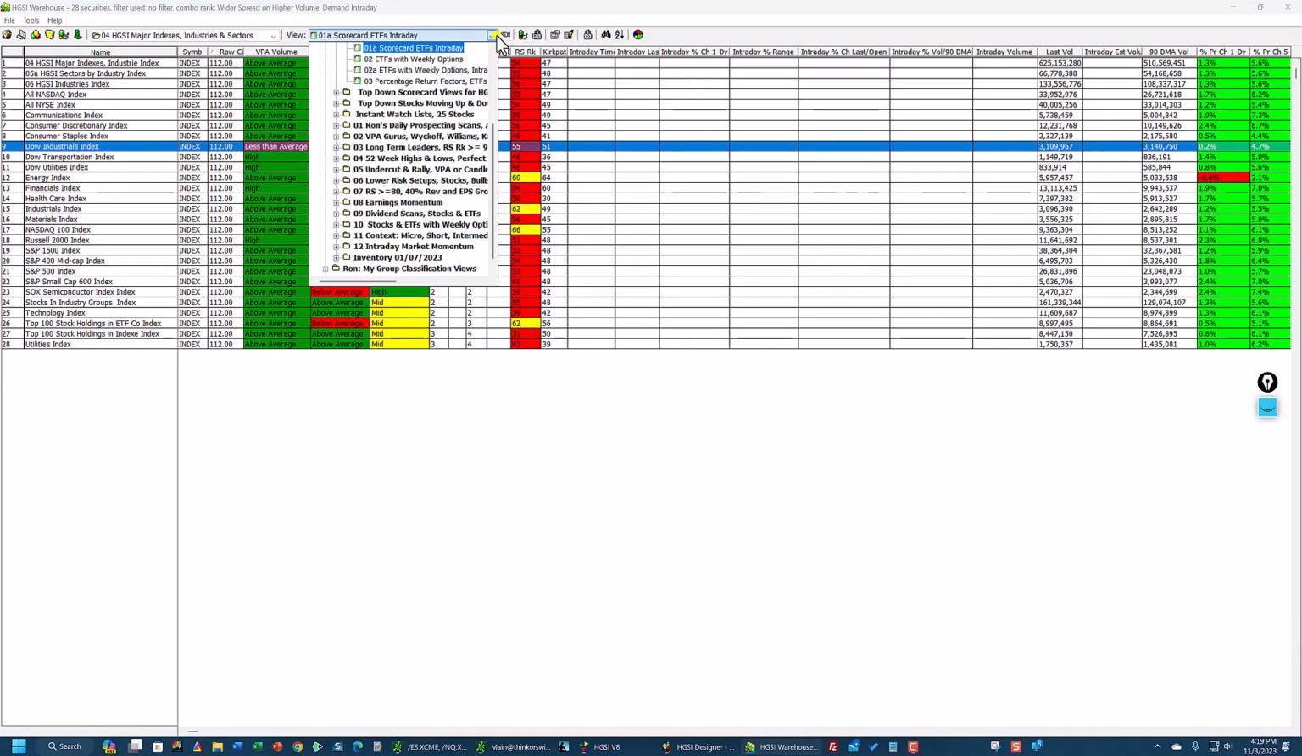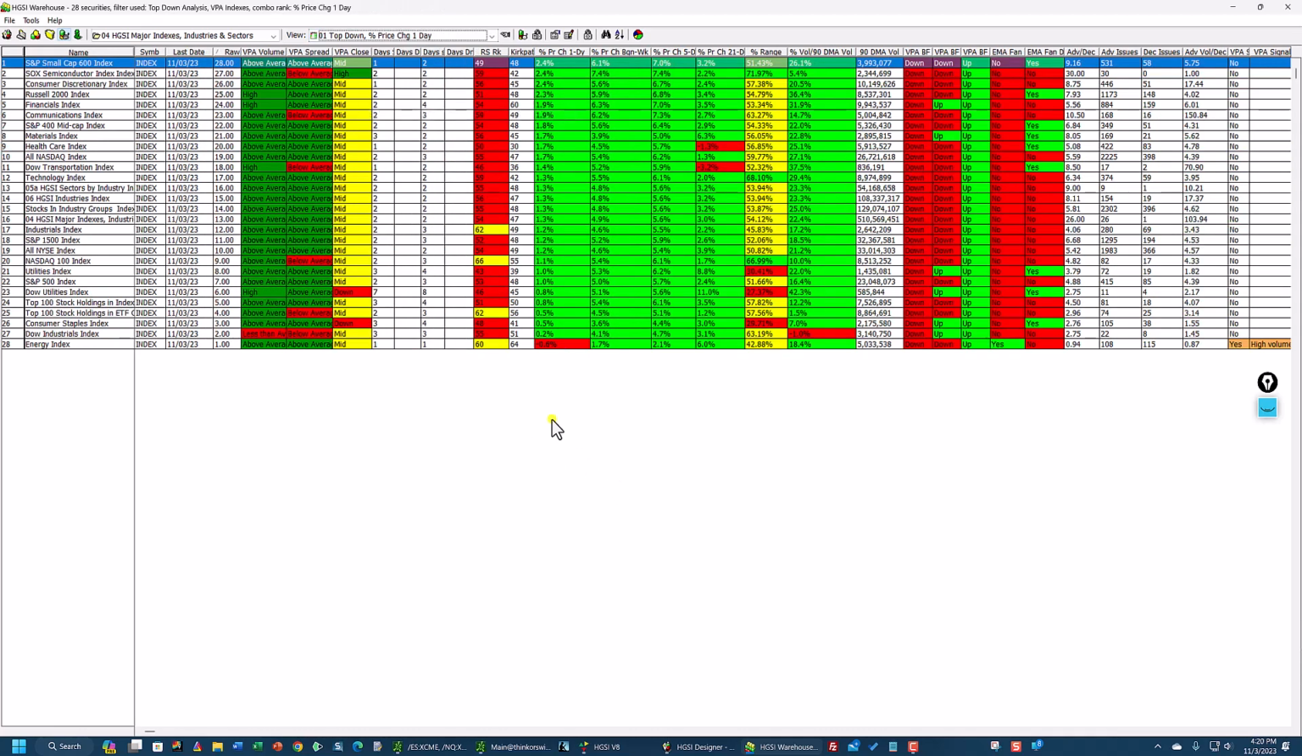Now I'm going to go into top-down scorecard views for HGSI index analysis. We'll just go to the top, number 1, top-down percentage price change, 1 day. Now remember that I use market cap weighting.